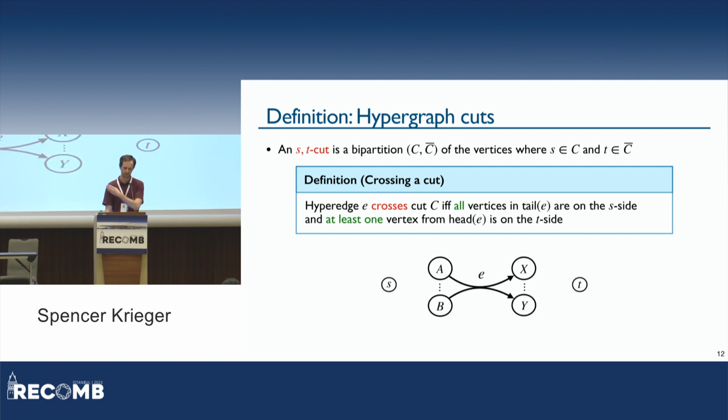So here's a picture of this. If you have S and T and this hyperedge E, and you have this cut C, we would say that hyperedge E does cross cut C, since all of its tail vertices, A through B, are on the S side, and one of its head vertices, Y, is on the T side.